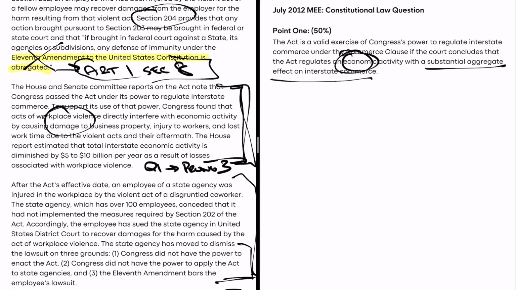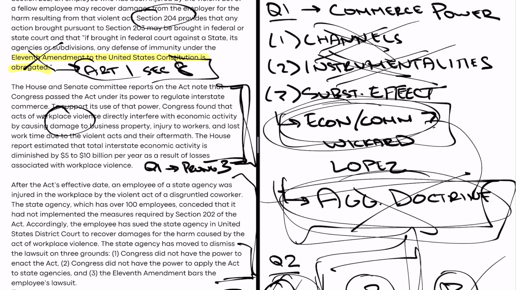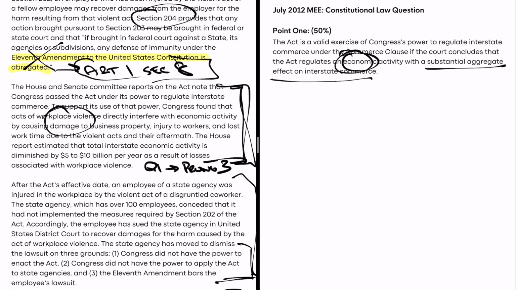That's a different analysis. And we know that workplace violence, anything that's happening in the workplace, we can make an easier connection to that being commercial or economic activity. If it's commercial or economic activity, we can apply the aggregation doctrine. And we can say, based on all these facts that were given in this paragraph, that in the aggregate, this does have a substantial effect on interstate commerce because Congress estimates $5 to $10 billion in losses in the aggregate.